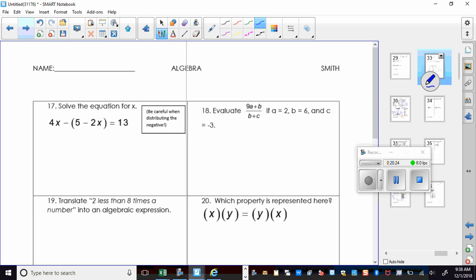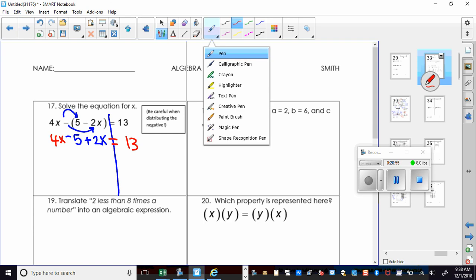It says solve the equation. This is a throwback from unit 2. So we're going to first look at our equation here, draw our railroad track, right? Distribute this negative to each term. So I have -5, the sign changes. And then I have negative times a negative, positive 2x's. And then everything else simply comes down. 4x comes down, equals comes down, 13 comes down.